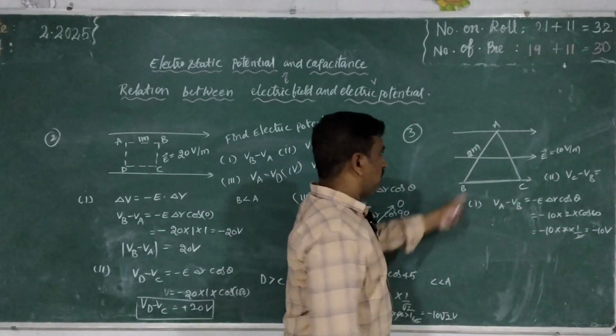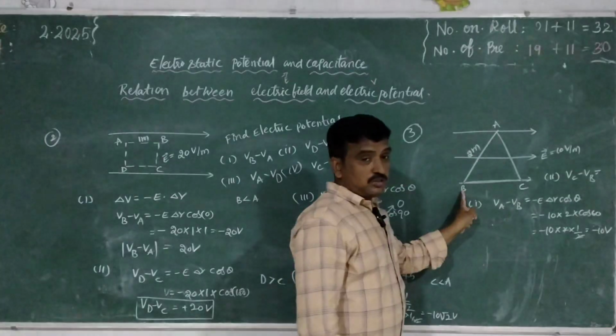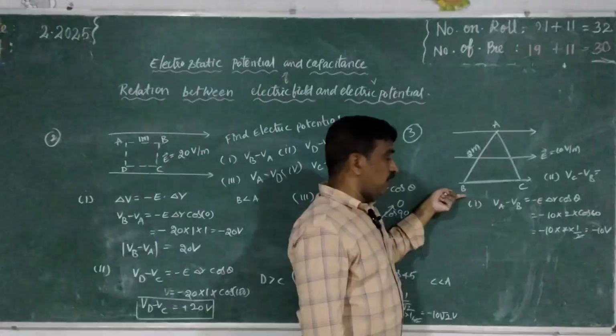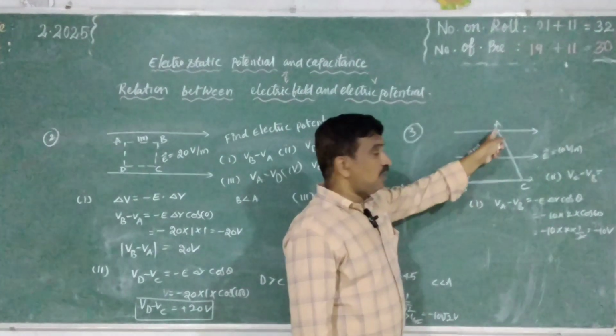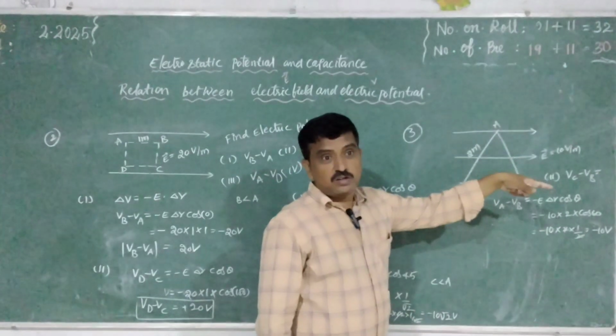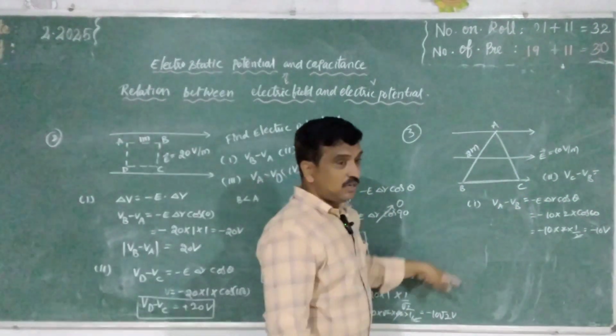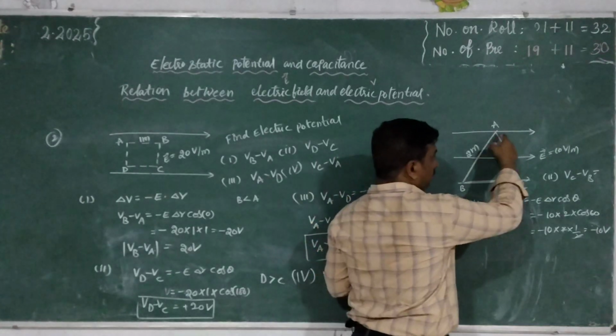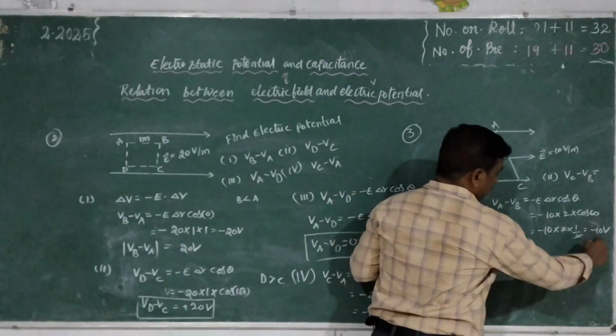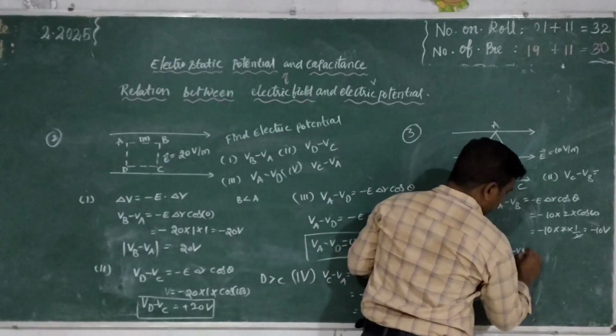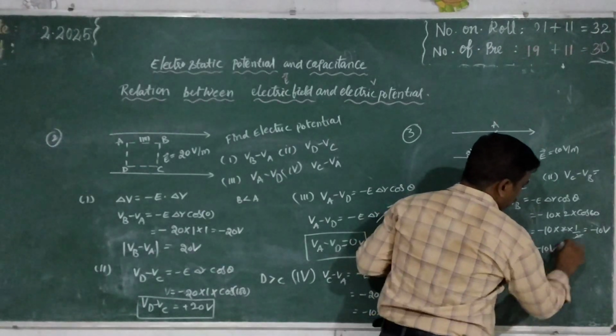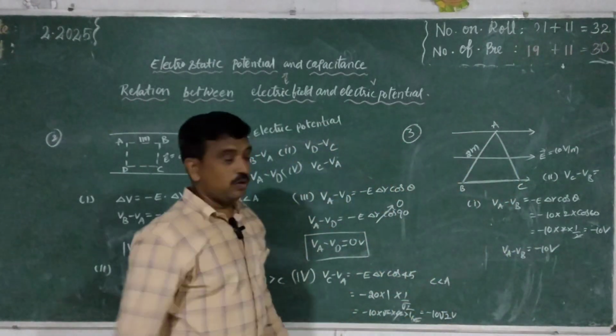See here, A is the less potential, B is more potential. Why? Because B point comes before and A is later. So in the direction of the electric field, the electric potential decreases. So A comes first, that's why we can write VA minus VB equal to minus 10 volt, magnitude 10 volt only. Yes.